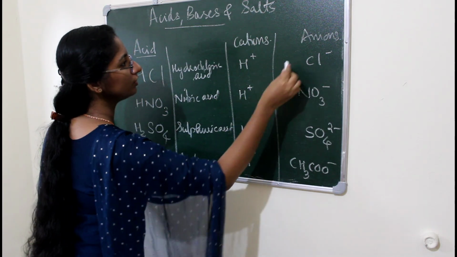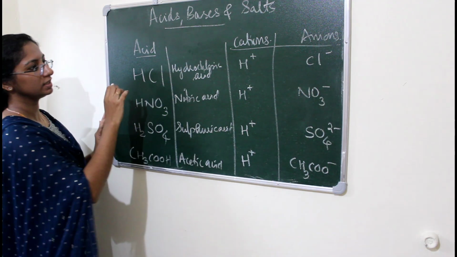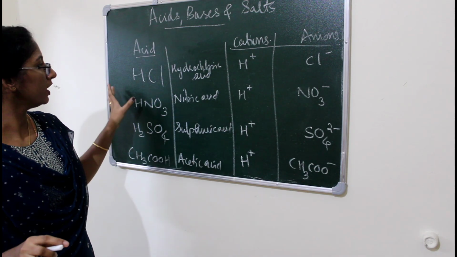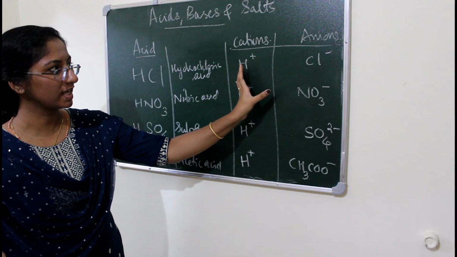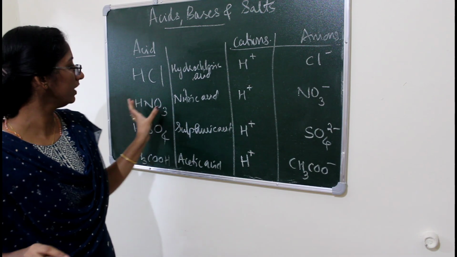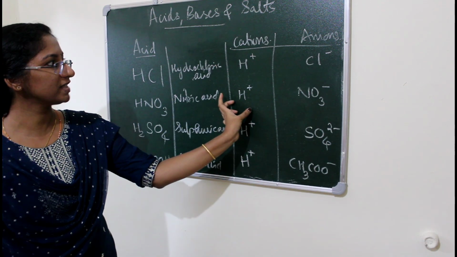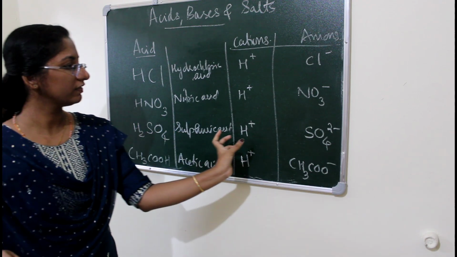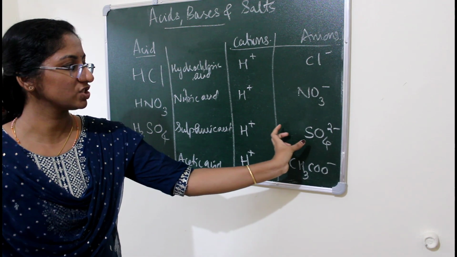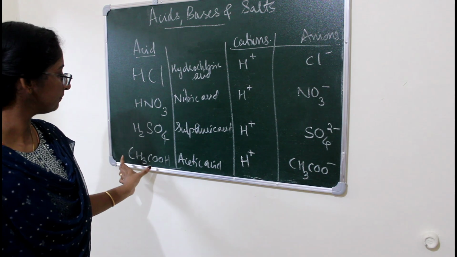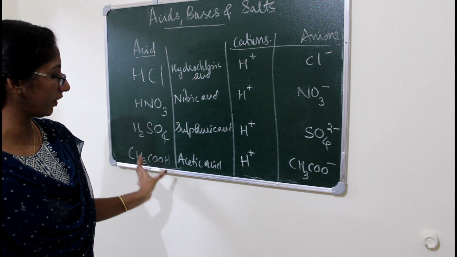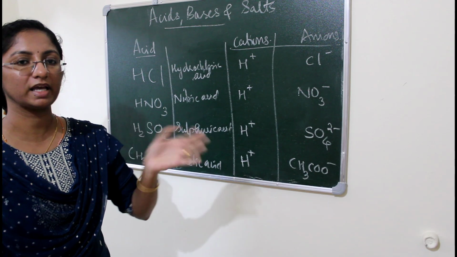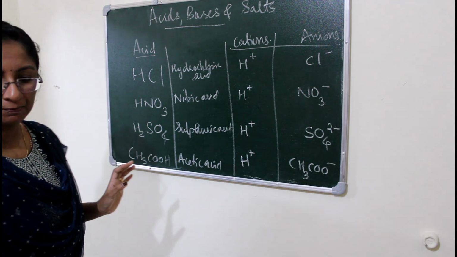Okay, so these are the cationic and anionic parts of these acids. In HCl we have H plus as the cation and Cl minus as the anion. In HNO3 we have H plus as the cation and NO3 minus as the anion. H2SO4 we will have H plus as the cation and SO4 2 minus as the anion. Similarly in acetic acid CH3COOH we will have H plus as the cationic part and CH3COO minus as the anionic part.